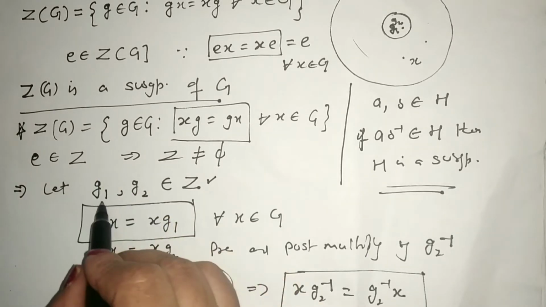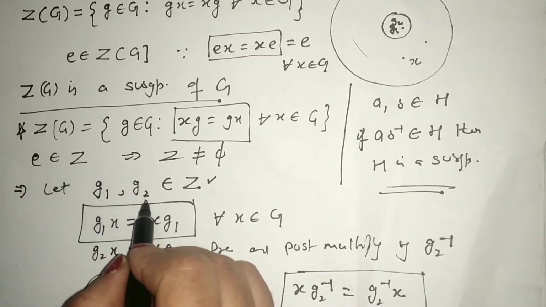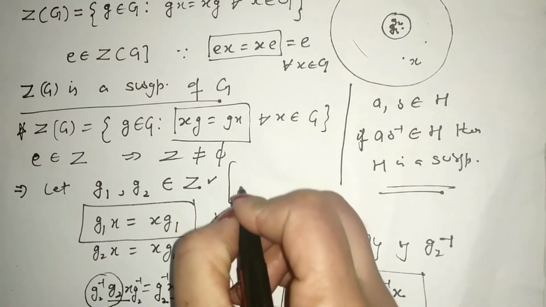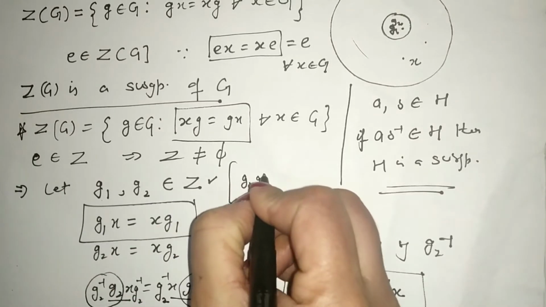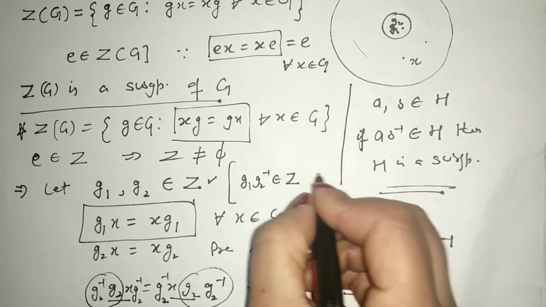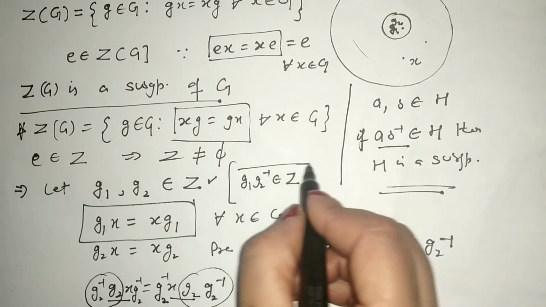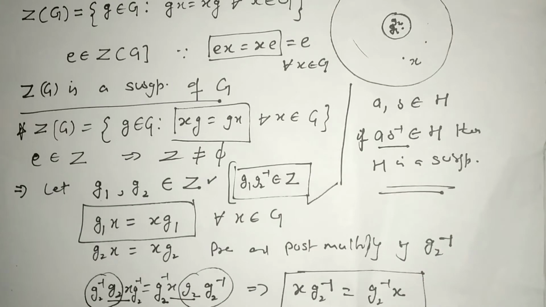So for proving Z to be a subgroup, we have taken these two elements in Z. Our aim is to prove g1 into g2 inverse belongs to Z. According to this criteria, we are going to prove this.